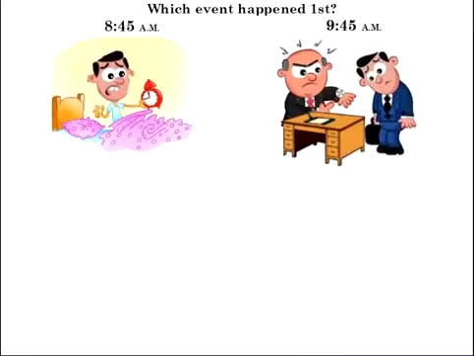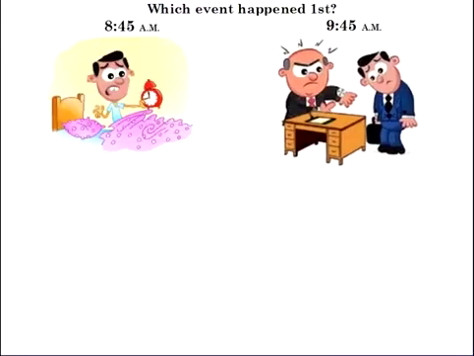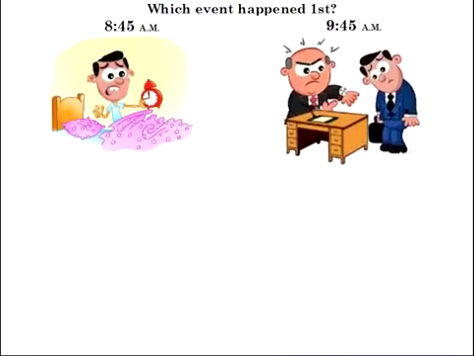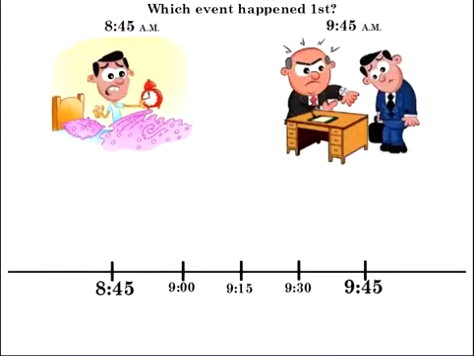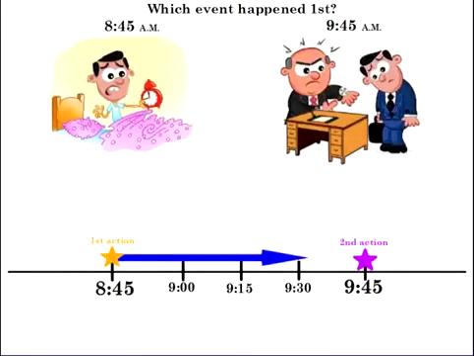So let's say he woke up at 8:45 in the morning and he finally arrived to work at 9:45 in the morning, and he was late, okay? Let's look at this on a time scale. Like we said, at 8:45, the first action happened. He woke up late. And then later at 9:45, the second action happened. He arrived to work.